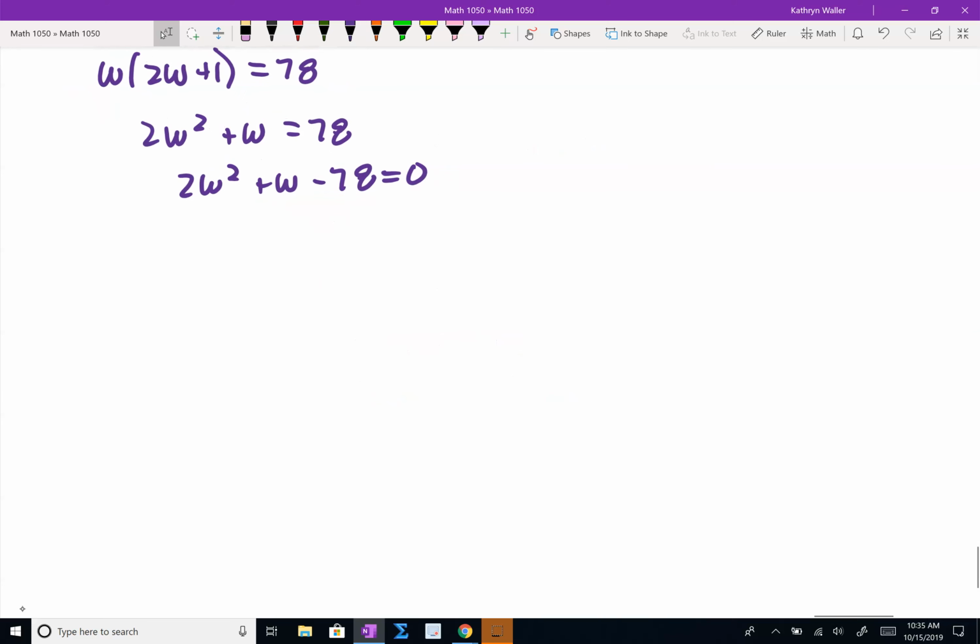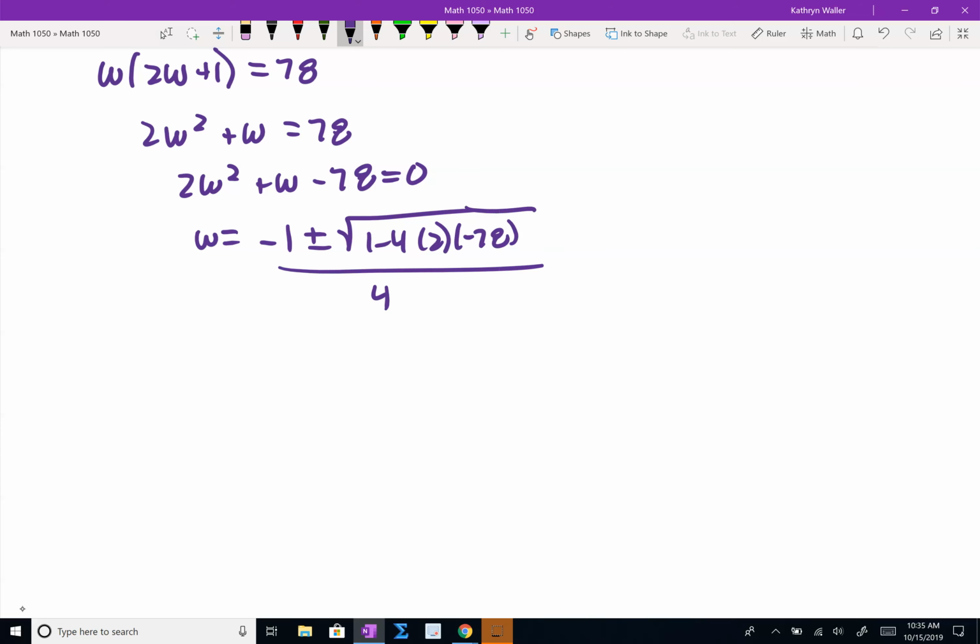You know, we could sit and try to factor it. I just feel like the quadratic formula is going to be easier. So it's negative 1 plus or minus the square root of 1 minus 4 times 2 times negative 78, all over 2 times 2, which is 4. Now, if I end up getting a decimal, then I have to go back and piece it out. I don't think we're going to get a decimal. So I'm just going to take my chances.